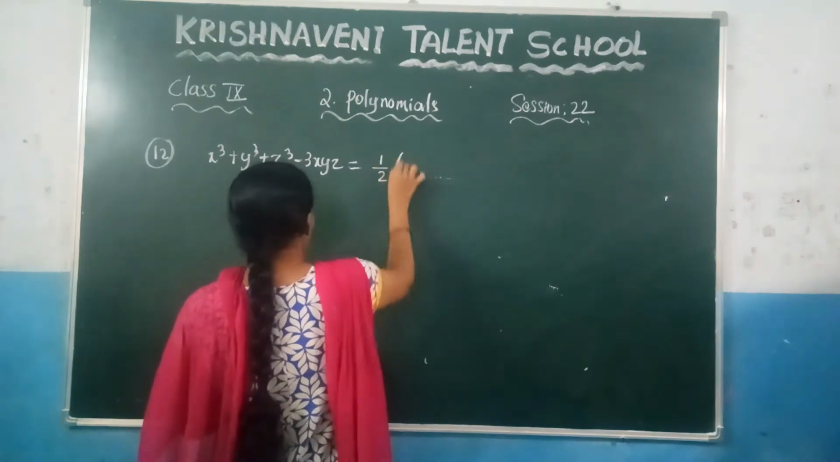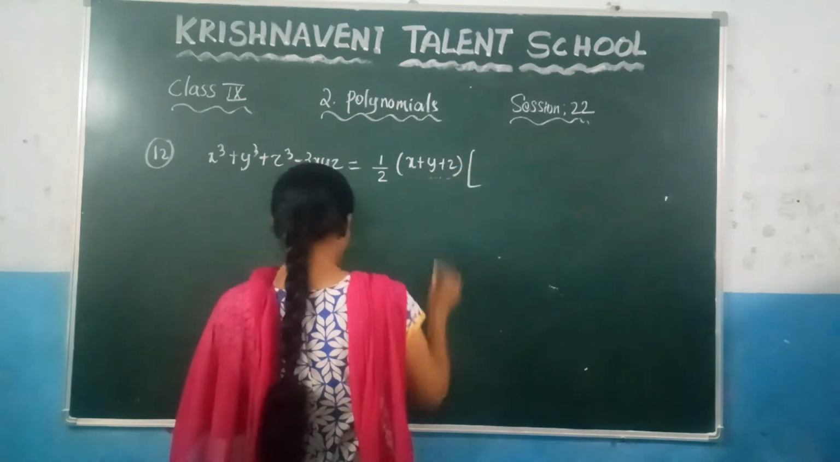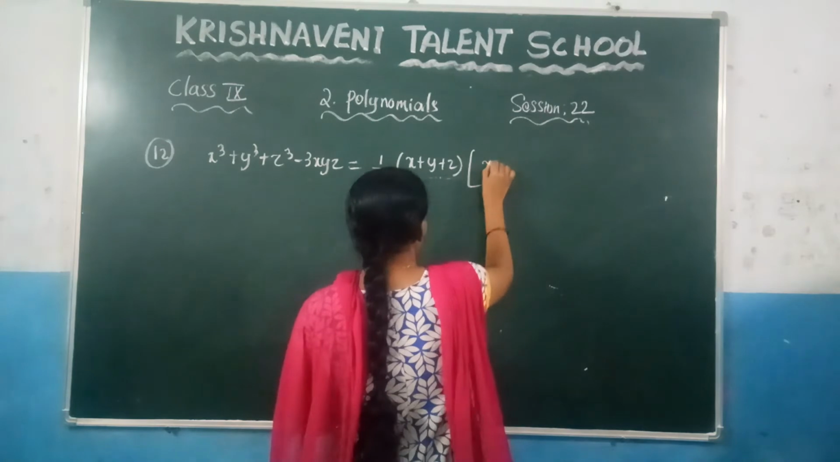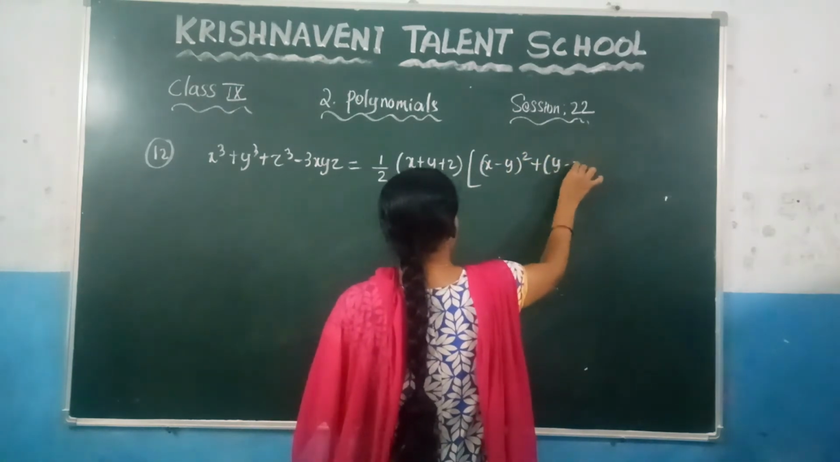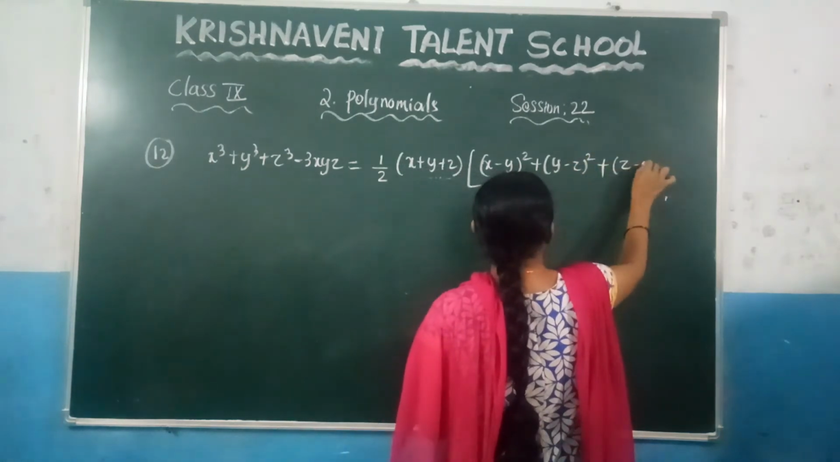1 by 2 into x plus y plus z into x minus y whole square plus y minus z whole square plus z minus x whole square.